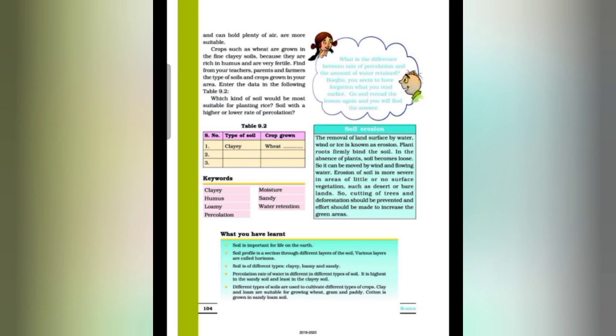Then we know the significance of soil. We know that soil is essential for growing plants and it is home to many animals. So now with this topic we have completed our chapter 9, soil.